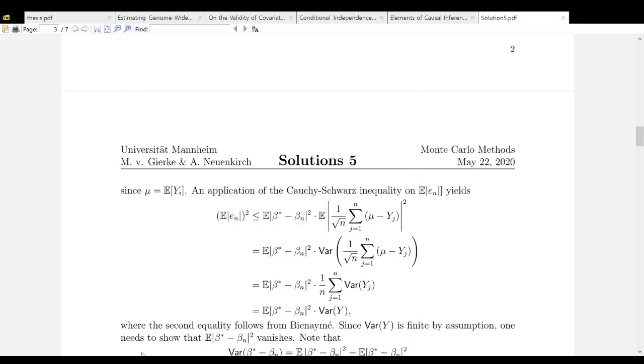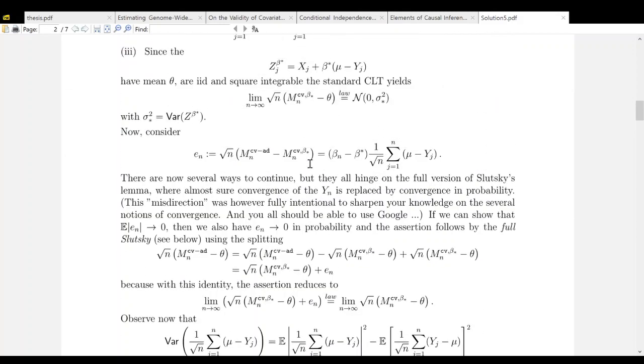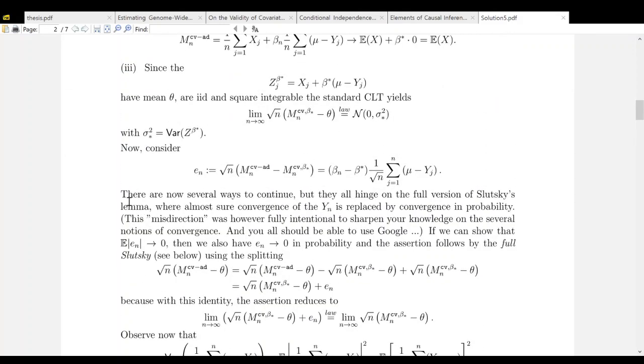Yeah, as you might have noticed, my solutions in the exercise class were wrong, so I will do this on the screen here. First of all, in the solutions which should be online by now, there is another reason why we want to show that the expectation of our sequence E goes to 0. It's a nice reasoning with another version of Slutsky, so check it out. It's nice.